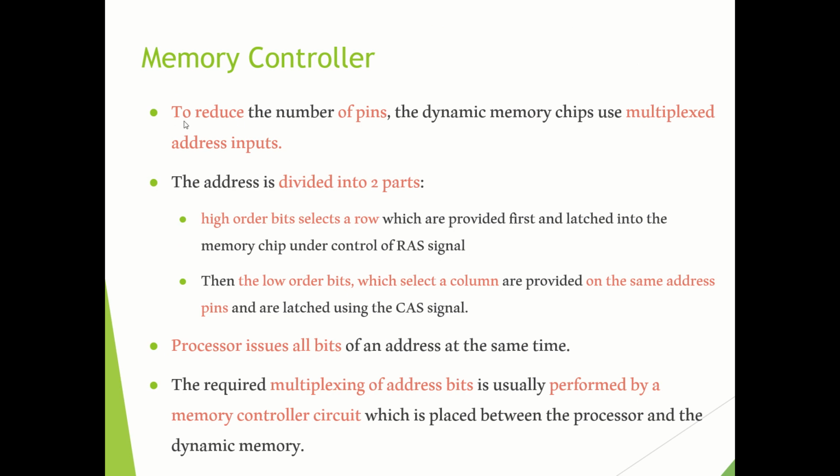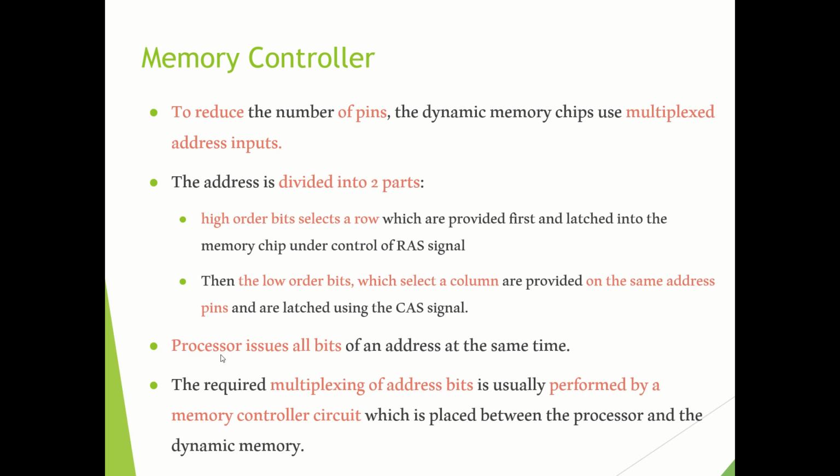So as we said, in order to reduce the number of pins, the dynamic memory chip uses a multiplexed address input. That is, the address which it receives from the processor is divided into two parts. The first part, the higher order address, is used to select the row, which will be activated by the RAS signal. The lower order bits are used to select the appropriate column from the selected row, which is latched by the CAS signal.